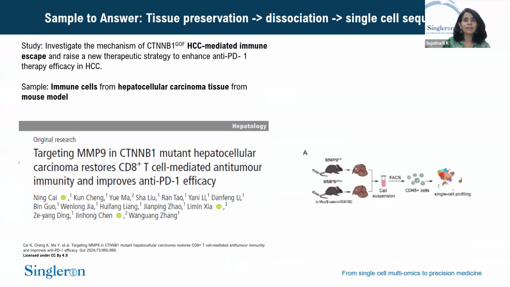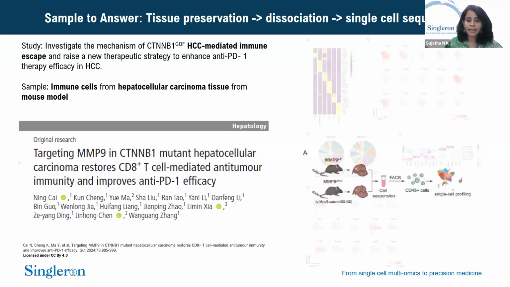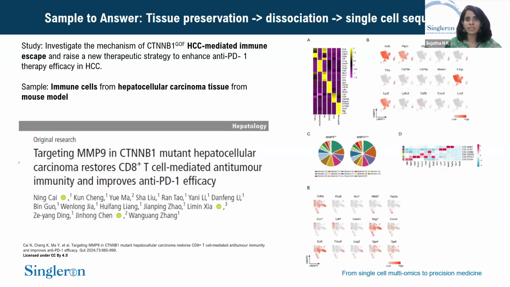So I'm just going to end with a few examples where we really show you that you can go from sample to answer. So here's a study where researchers were interested in looking at the immune cells from HCC samples. Here they were able to take the liver samples, do preservation of the samples after dissecting from the mouse using our cell life preservation buffer, dissociating it using our dissociation solution, and then doing the single cell workflow using the ~Code kit.